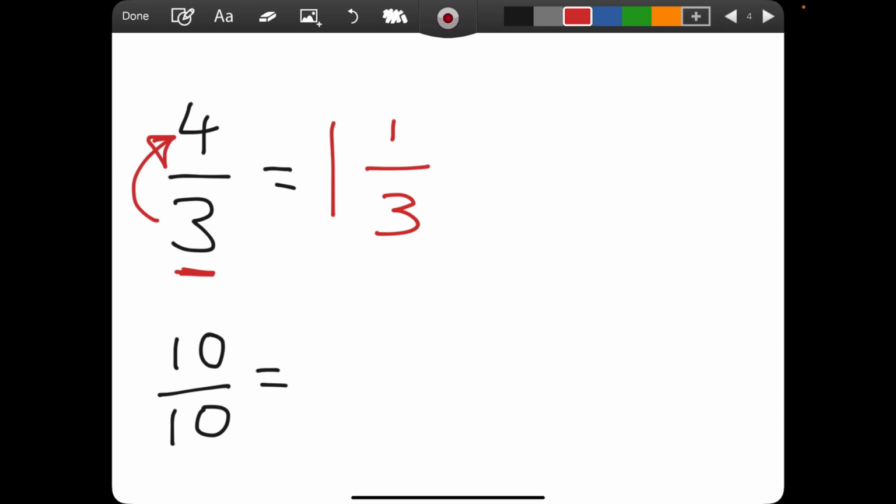How about the next one? How many times does 10 go into 10? Well, there's no need for me to do a denominator and write something over 10 because I know that 10 goes into 10 one time. So my answer is 1 whole.